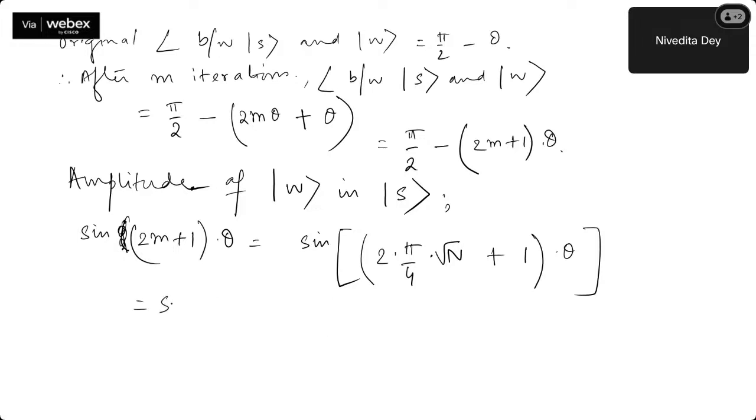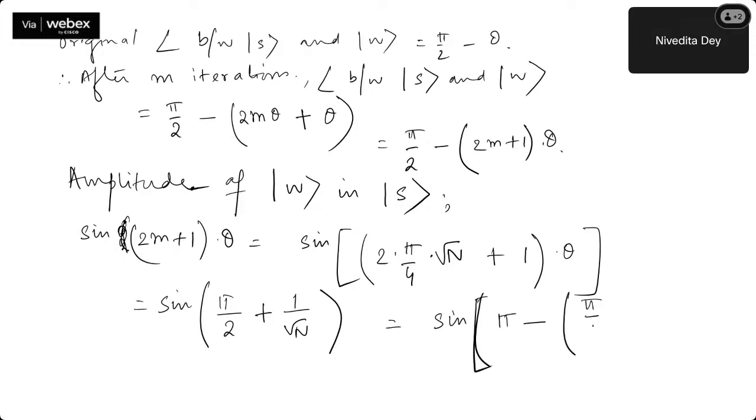So this is nothing but sine of pi by 2 plus 1 by root n. So you can write it down as sine of pi minus (pi by 2 plus 1 by root n). Why can I write it down? Because sine of 180 minus theta is basically sine theta. Okay, so we can write it down.